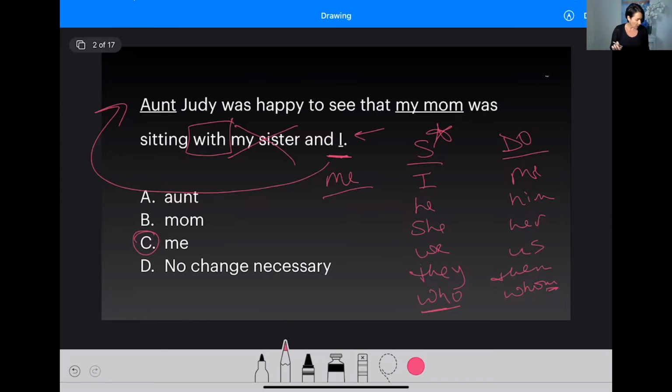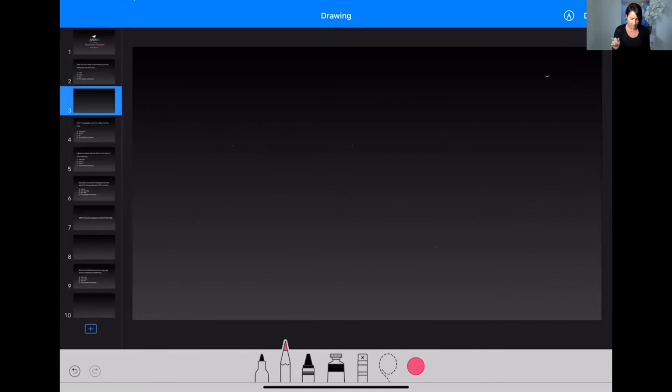Okay, so let me know if you have any questions in the chat. Lots of people pick this "no change necessary," and this is incorrect. "I" should be "me." Aunt Judy was happy to see that my mom was sitting with me. Take out that other person. Okay. All right. Let's go to the next thing I wanted to talk to you about very quickly.